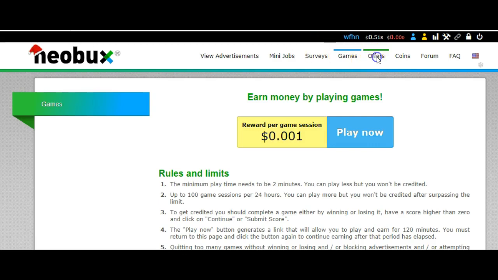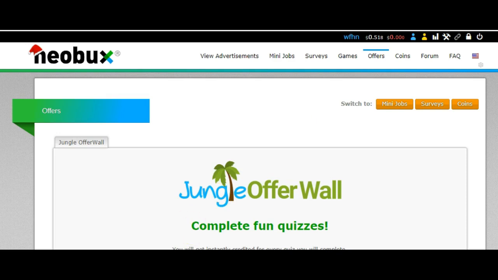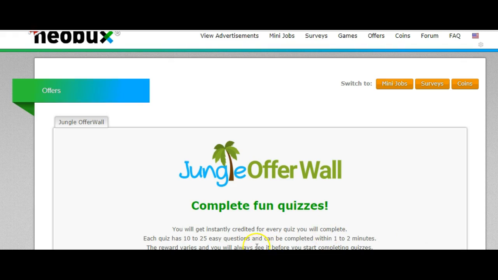There are offers available as well on Neobux, and on this particular tab, the offer tab itself, you will see that there just has the Jungle offer wall, and to work on this, then you're just completing a fun quiz, and they are quite fun. They do make me laugh quite a lot, to be honest with you. Each quiz has between 10 to 25 easy questions, and it can be completed within a minute or two for each quiz. So yeah, they are quite fun, I must admit.